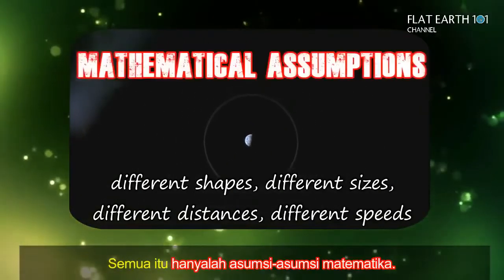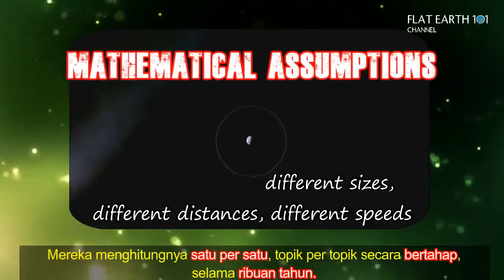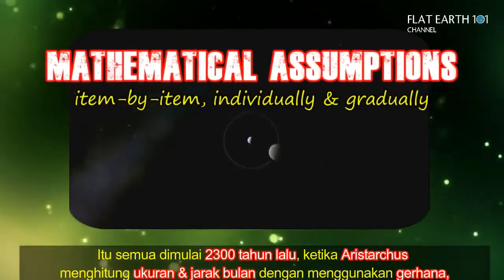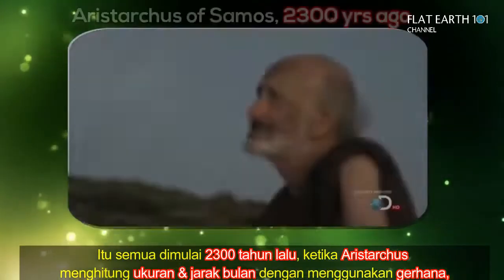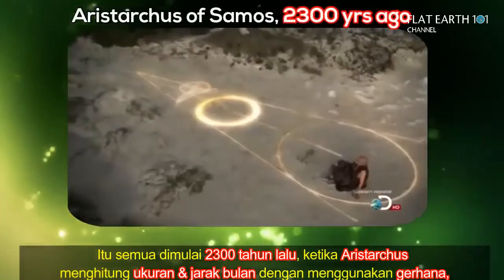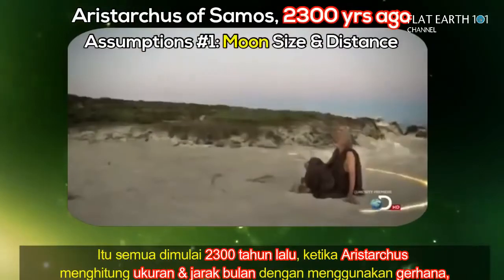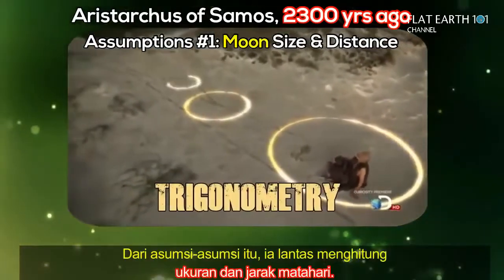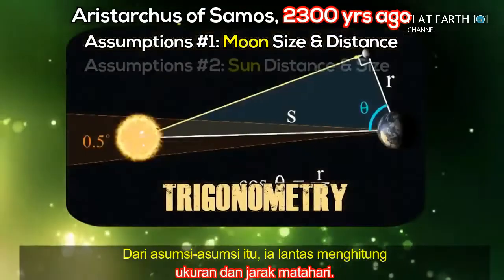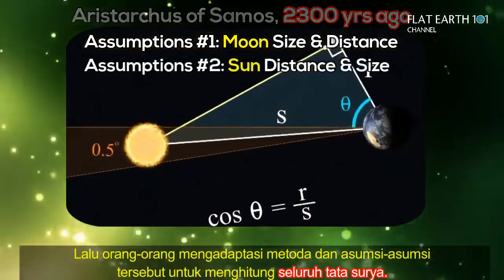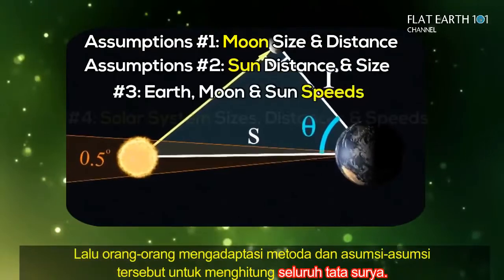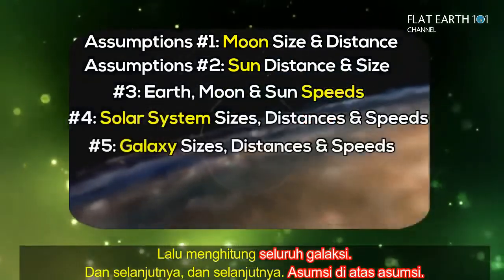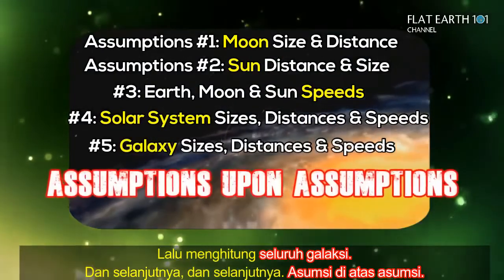It's only mathematical assumptions. They calculated one by one, gradually and individually within thousands of years. It all started 2,300 years ago when Aristarchus calculated the size and distance of the moon using eclipses, based on assumptions if the Earth was a ball. From those assumptions, he calculated the size and distance of the sun. Then people adapted his method and assumptions to calculate the whole solar system, then the whole galaxy, and so on and so on. Assumptions upon assumptions.